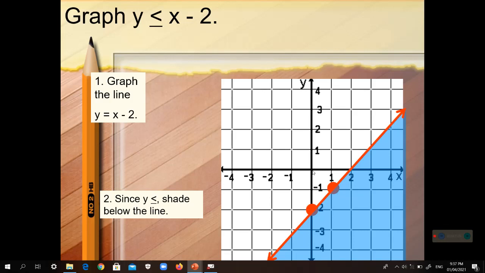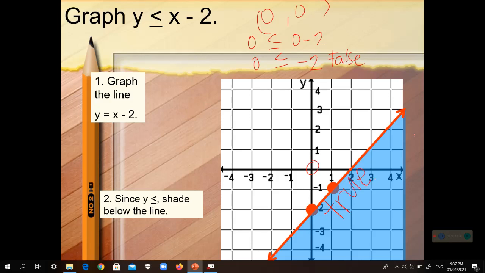Or simply, again, you are going to use 0, 0. So, we have here 0 is less than or equal to 0 minus 2. 0 is less than or equal to negative 2. So, it is false. So, again, as I have said earlier, wherever it is true, that is the part of the Cartesian plane that you are going to shade.